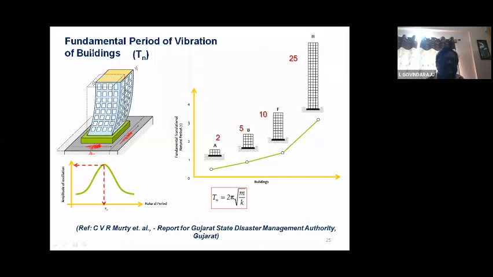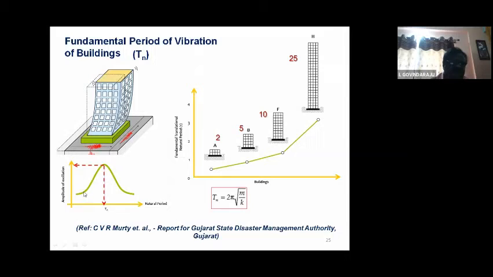So now we wanted to find out the fundamental period of vibration of the building, T1. This is a schematic diagram I have taken from the report submitted by C.V.R. Murthy and others, a report for disaster management, Gujarat State Disaster Management Authority, Gujarat. A simple one page I have taken here. Here is a 10-story symmetric building, and they conducted a modal analysis to find out the frequency of vibration.